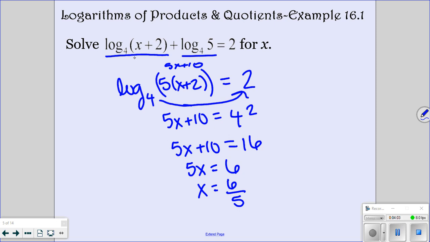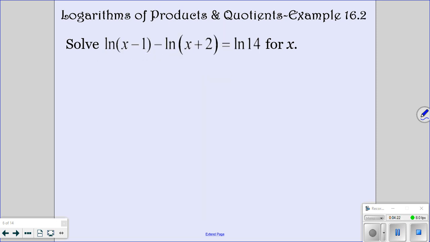We have to always check to make sure that our arguments, which is here and here, are positive. This one is 5, which is positive. If we plug in 6 over 5 plus 2, that's still going to be a positive number, so 6 over 5 does work for our answer.